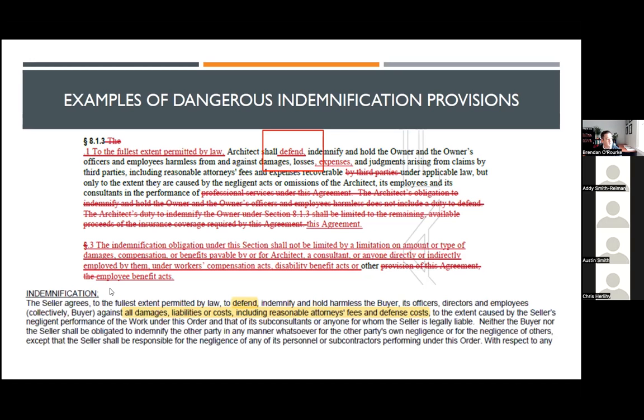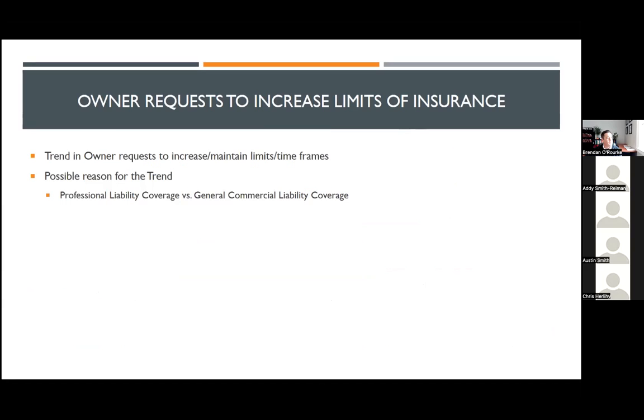Another example here is indemnification taken from that same contract discussed earlier, where the design professional and the owner are referred to as seller and buyer, but they have the word defend in there. And it includes all damages, liability, or costs, including attorney's fees and defense costs. Again, the defense cost portion is uninsurable, and you may be paying out of pocket for somebody else's attorney.